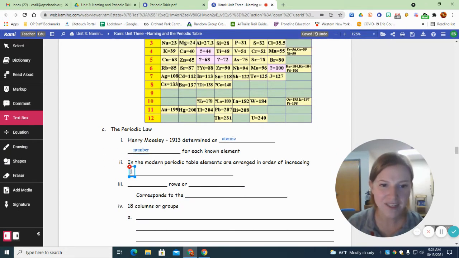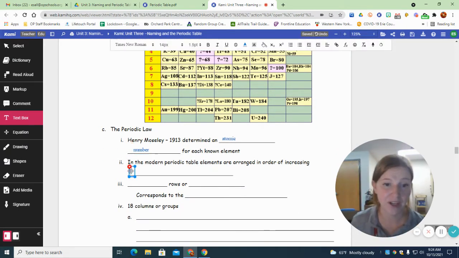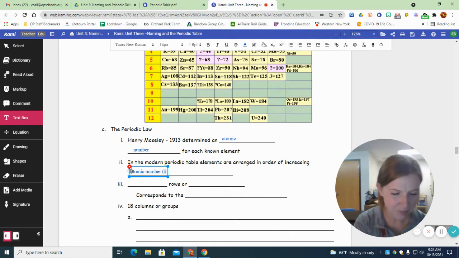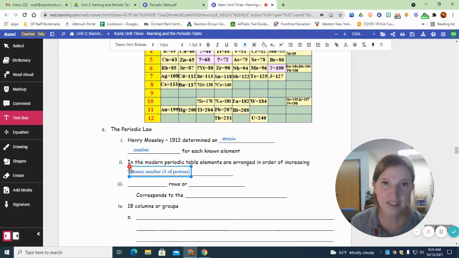So what happened then is that we reorganized the periodic table. So our modern periodic table is arranged in order of increasing atomic number. I'm going to put in parentheses here, number of protons. Okay? So it's a little bit different than what Mendeleev did. His was by mass, ours is by atomic number.